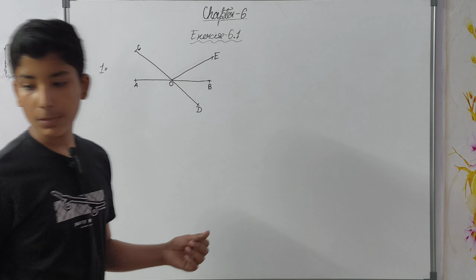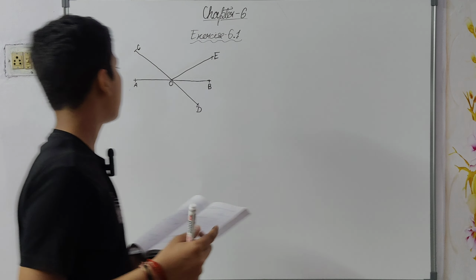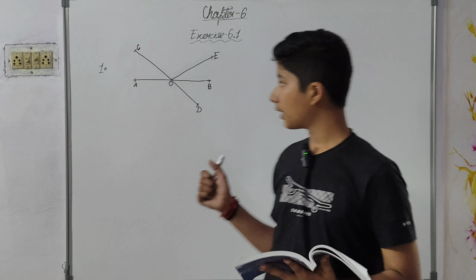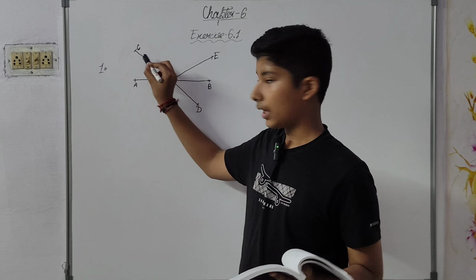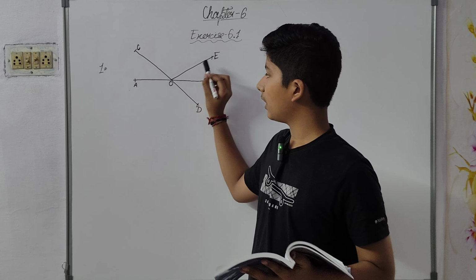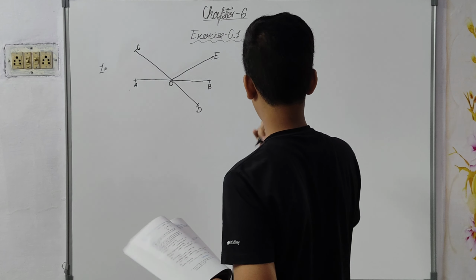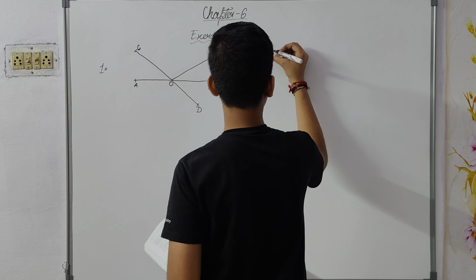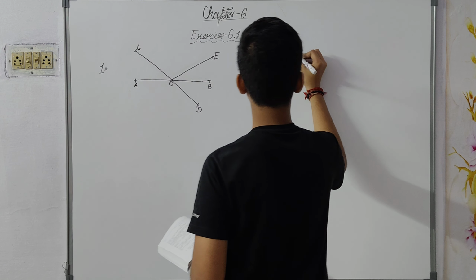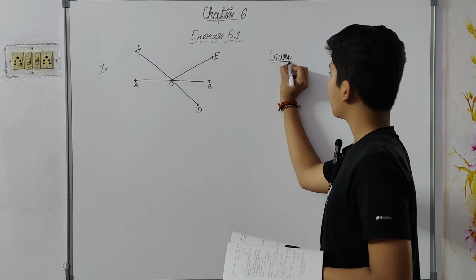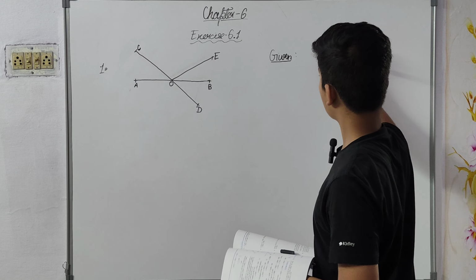So there are a total of 6 questions in this exercise. So this is the diagram of the first question. It is saying angle AOC plus angle BOE equals 70 degrees. Let me write. Given, you have to write this so that your presentation becomes nice.